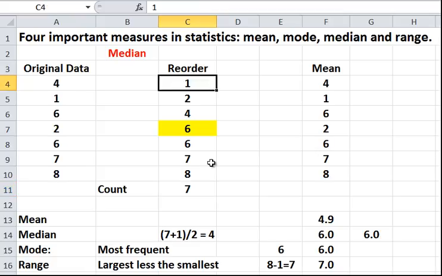Here is C4. C4 is 1 and C10 is 8. So what the formula here is telling us is to count the numbers between the cells and including the cells C4 to C10. So count that range of numbers. And when you do it, you find 7. The answer is 7 because there are 7 data points. We just counted them earlier: 1, 2, 3, 4, 5, 6, 7. So there are 7 of them.